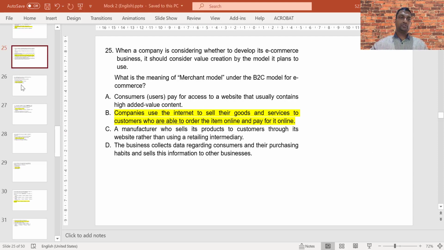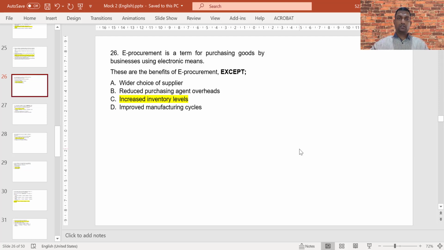Let's move on to question number 26. E-procurement is a term for purchasing goods by businesses using electronic means. So e-procurement is the procurement processes that we have in organizations, but these processes are executed using digital online methods. So procurement happens online, right?